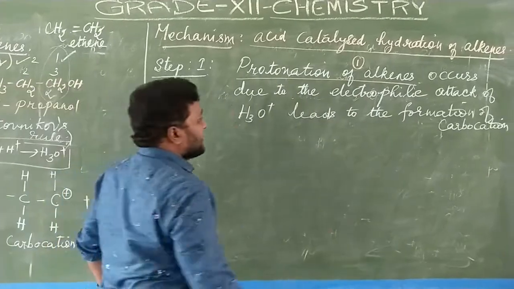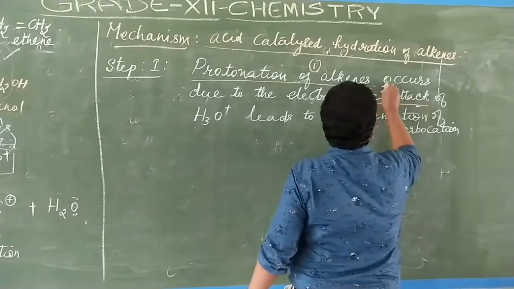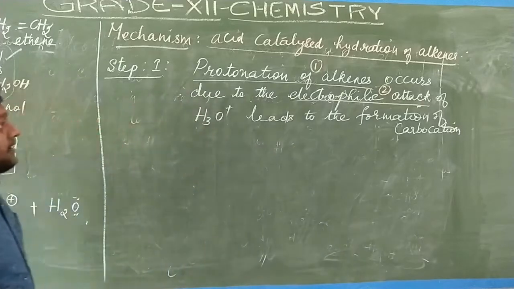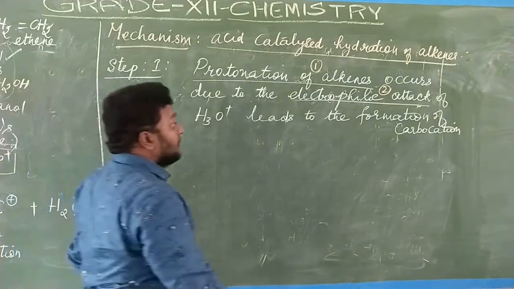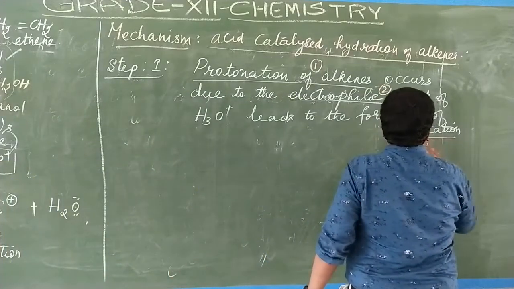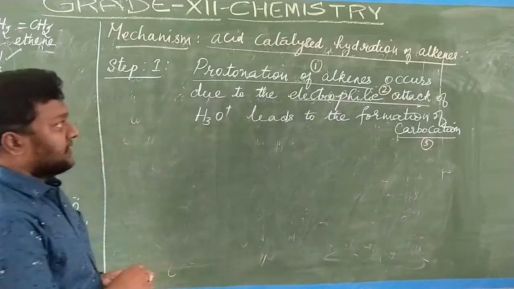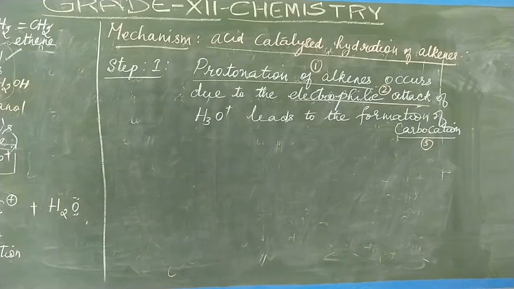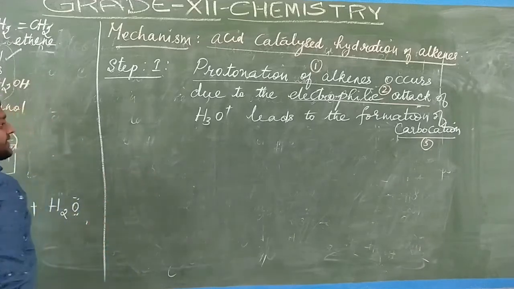What is the second key term I have used? Electrophilic attack. Then what is the third key term? Formation of carbocation. That is the statement for step 1. Shall I write the equation?